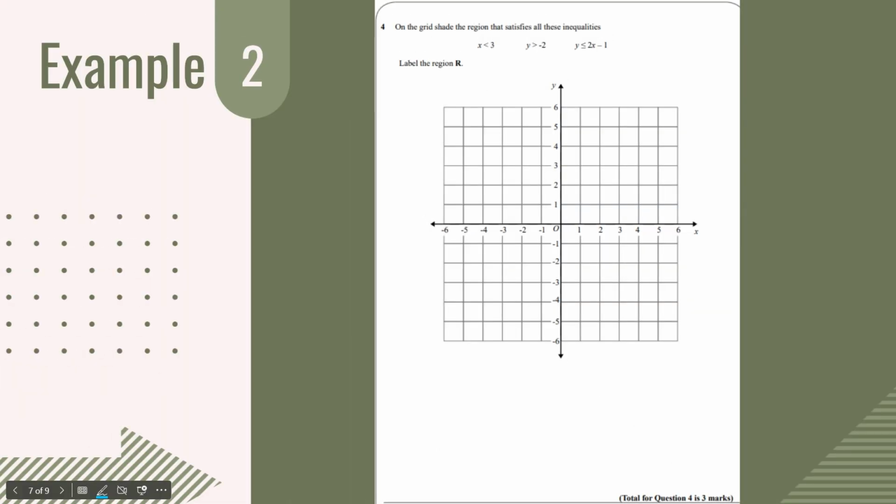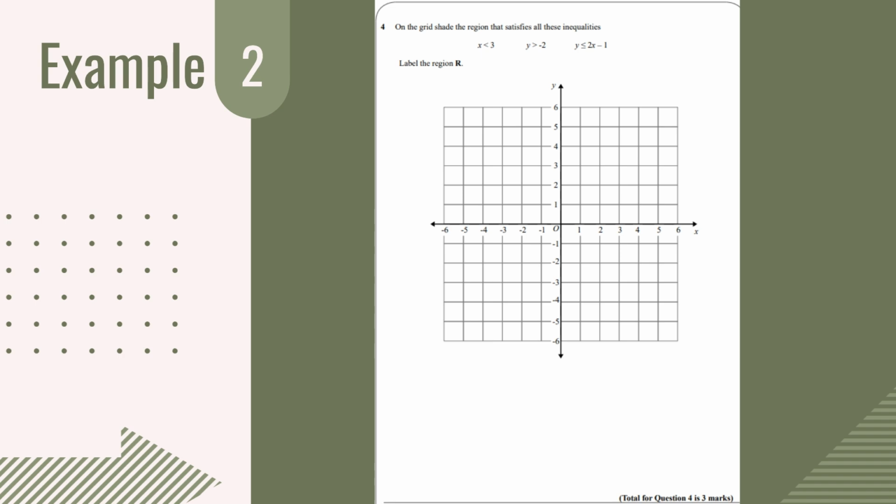Here is another exam question for you to have a go at. Have a go, pause the video, and unpause when you've done. So, on the grid, shade the regions that satisfy all these inequalities. x is less than 3, y is greater than negative 2, and y is less than or equal to 2x minus 1.